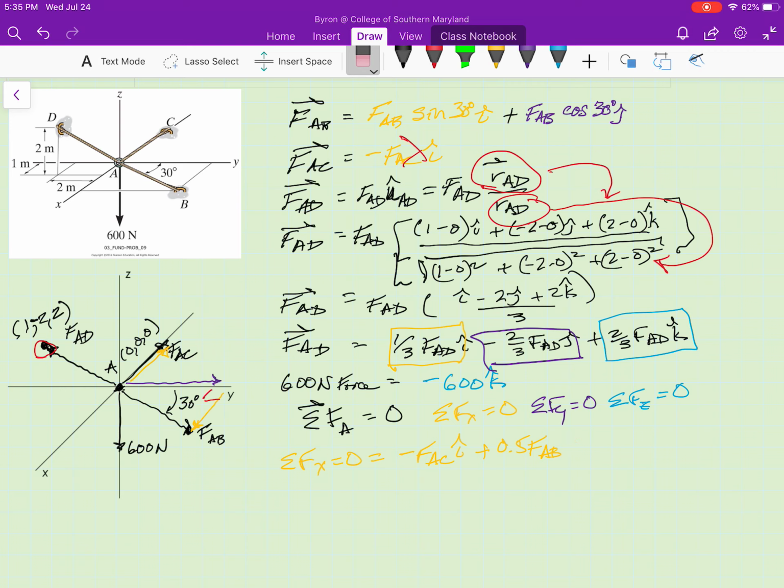I don't need to write I because they're all I, and these are scalar. This is a scalar. So it's just the magnitude of these components. Okay. And then I've got one more, which is the 1/3 FAD I component of FAD. So I'm going to write that as 0.333 FAD. Okay, and all that's equal to 0.